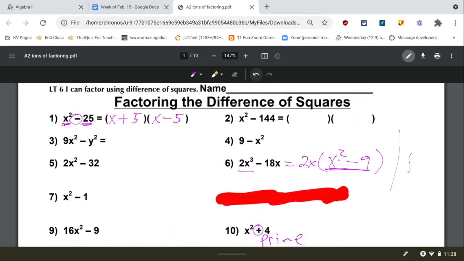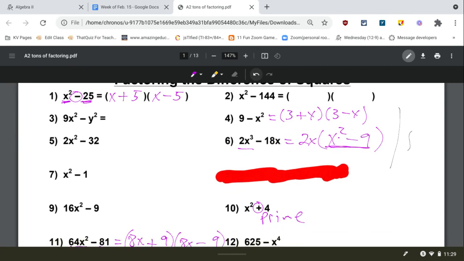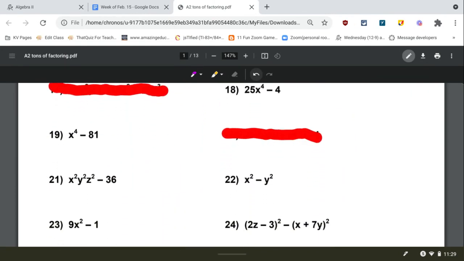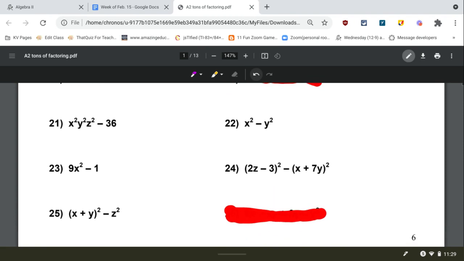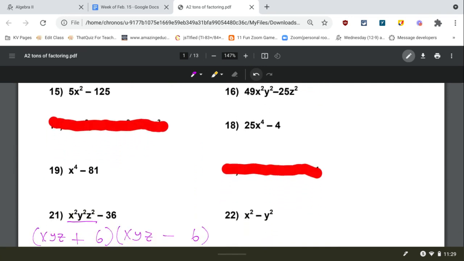Okay, let's see here. Number 4, that would be 3 plus x and 3 minus x. They just kind of wrote them funny. Okay. Yeah, 16 looks kind of crazy. I'm going to do 21. So this is a perfect square because it's equal to xyz. xyz times itself will give you that. And then 36 is a perfect square because of 6 times 6. 1 plus, 1 minus. All right, you'll be able to do something similar to solve number 16 there.